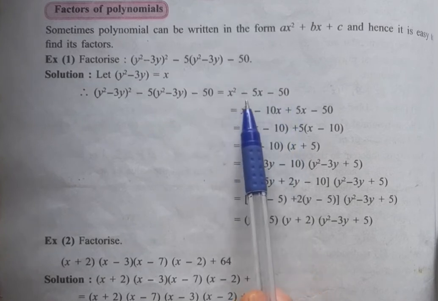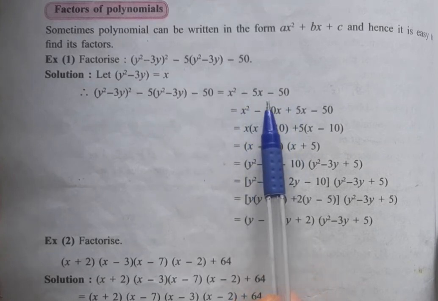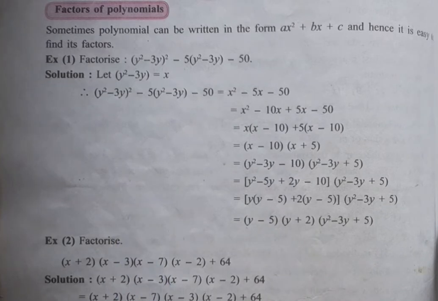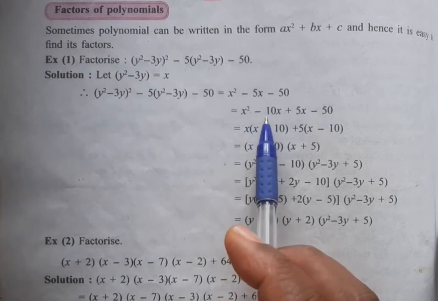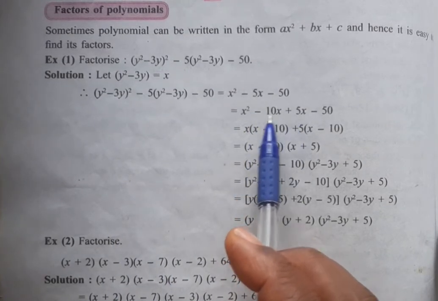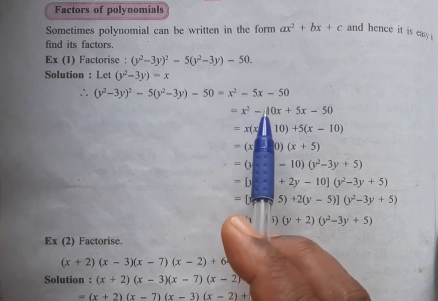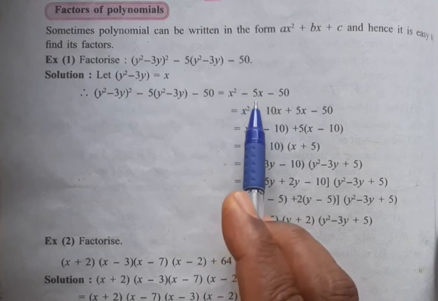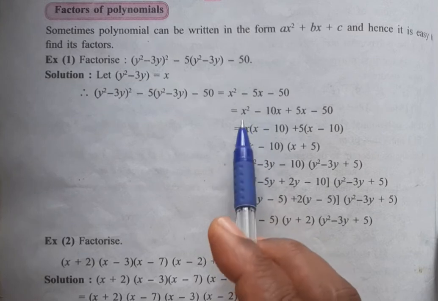Now we can factorize the middle term. See here, 10 fives are 50. So instead of minus 5x, we will write minus 10x plus 5x. Substitute the value, or factorize the middle term, split up the middle term.